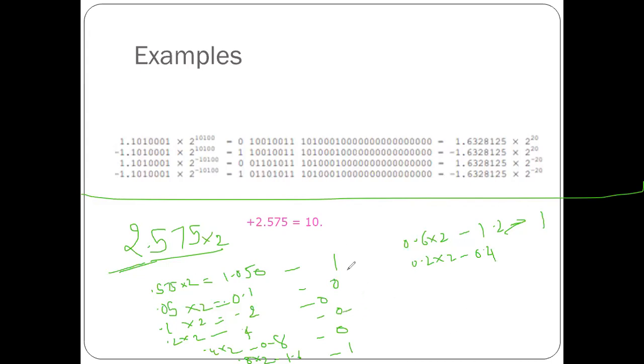Okay, right? So we'll be having a fractional part 1, 0, 0, 0, 1, 1, again 0, 0, right? So 0, 0, 1, 1, 0, 0, 1, 1, 0, 0, 1, 1. Likewise, it will be repeatedly continuous, okay? It won't stop at any instant, right? Am I clear? Yes, ma'am. It forms 2.575.